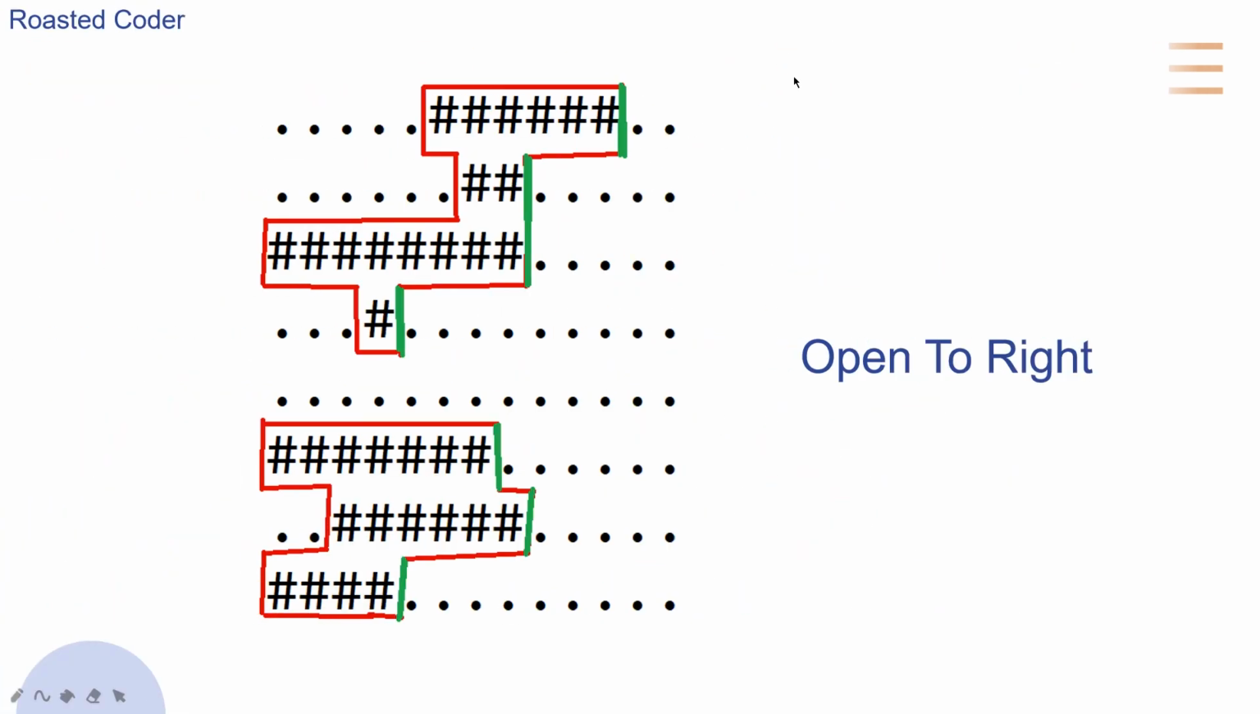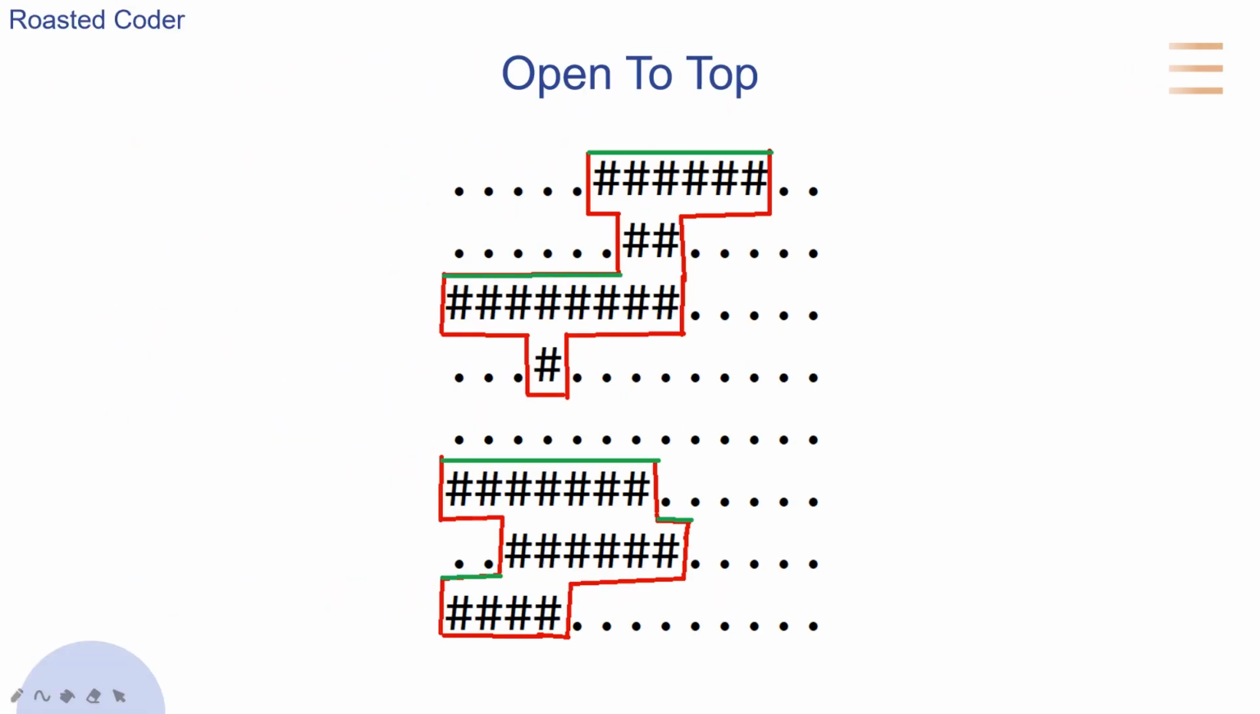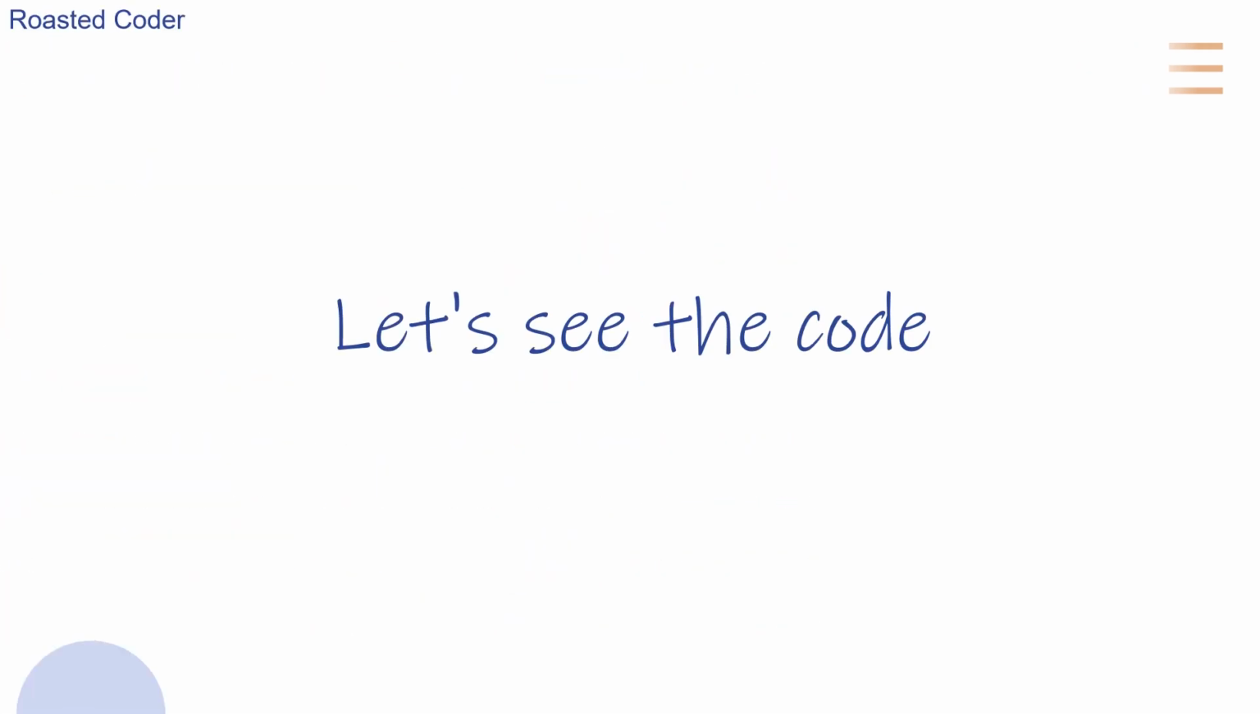These green borders are open to right, and there are a total of 4 directions: top, bottom, left and right. These green borders are open to bottom, and also these are open to top. So we have to determine the maximum length of borders, and we can do this in 4 cases, and we take the maximum of all those 4 cases, which will be our result. Let's see the code and we'll get to know more in the code.